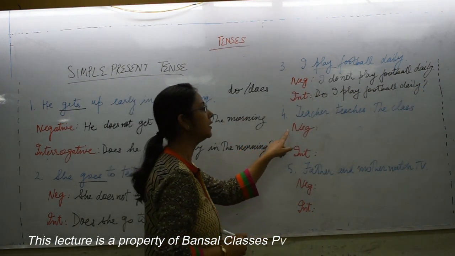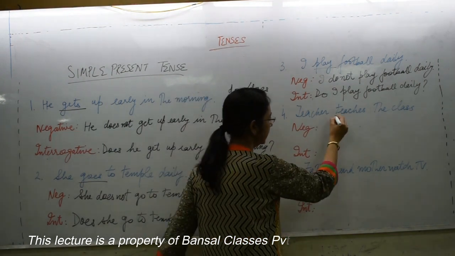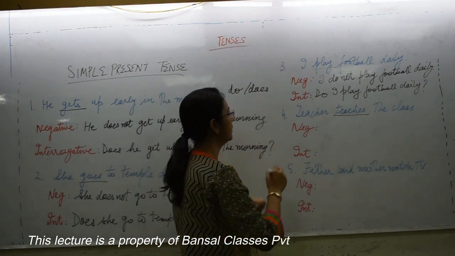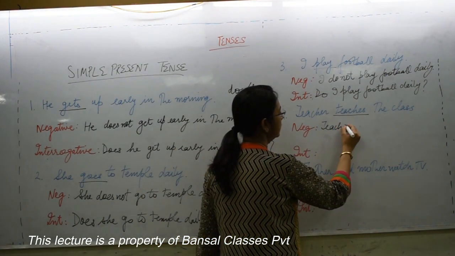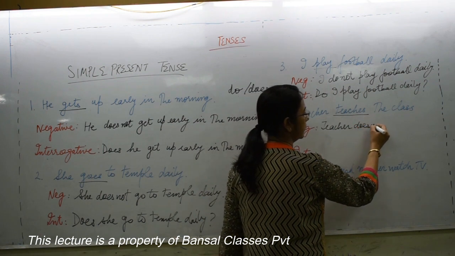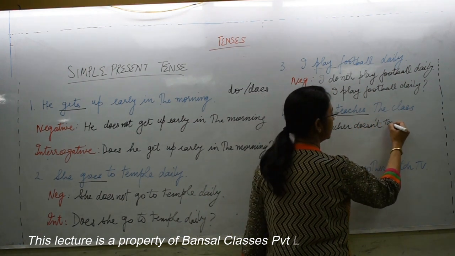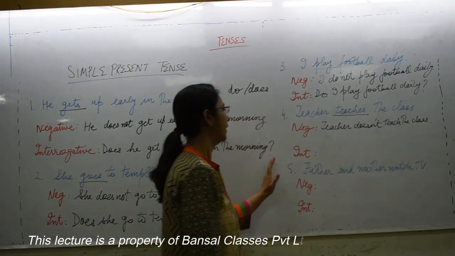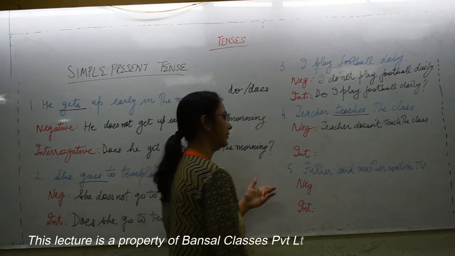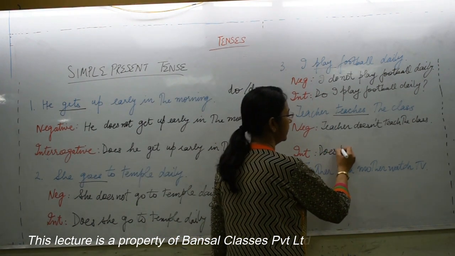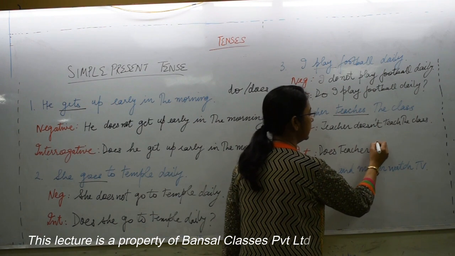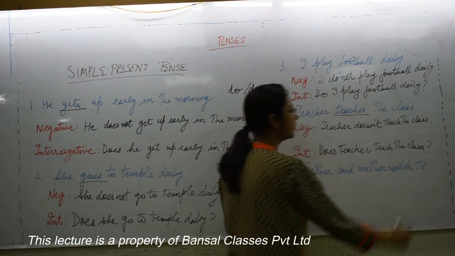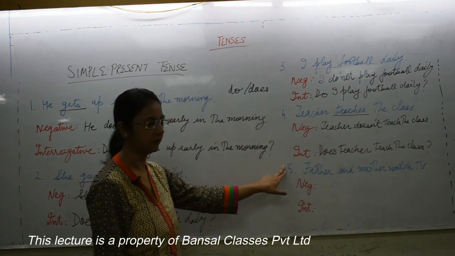Next, teacher teaches the class. Teacher, so teaches. Negative form would be teacher does not or doesn't teach the class. Interrogative would be, we will start with does, does teacher teach the class? We put a question mark, hence the interrogative form.